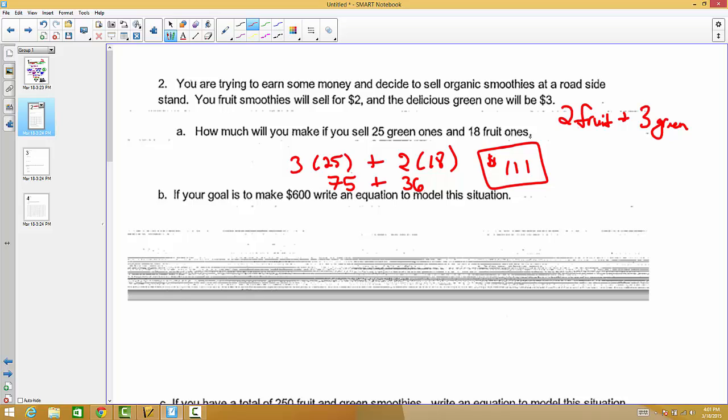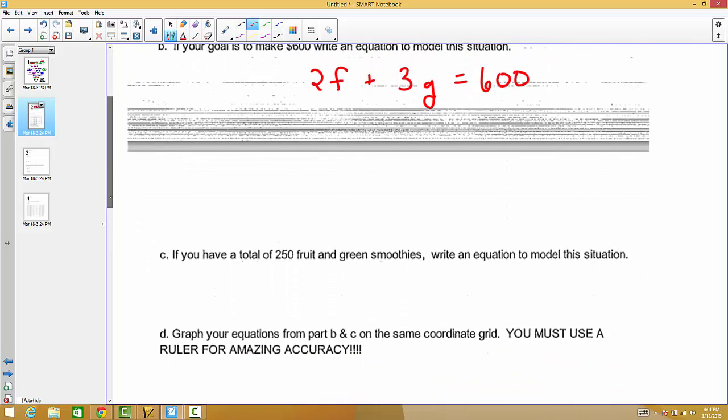If your goal is to make $600, write an equation to model this situation. So that would be 2 for the fruit plus 3 for the green equals $600. And then it says you have a total of 250 fruit and green smoothies. So write an equation for this. So the fruit smoothies plus the green smoothies would equal 250.